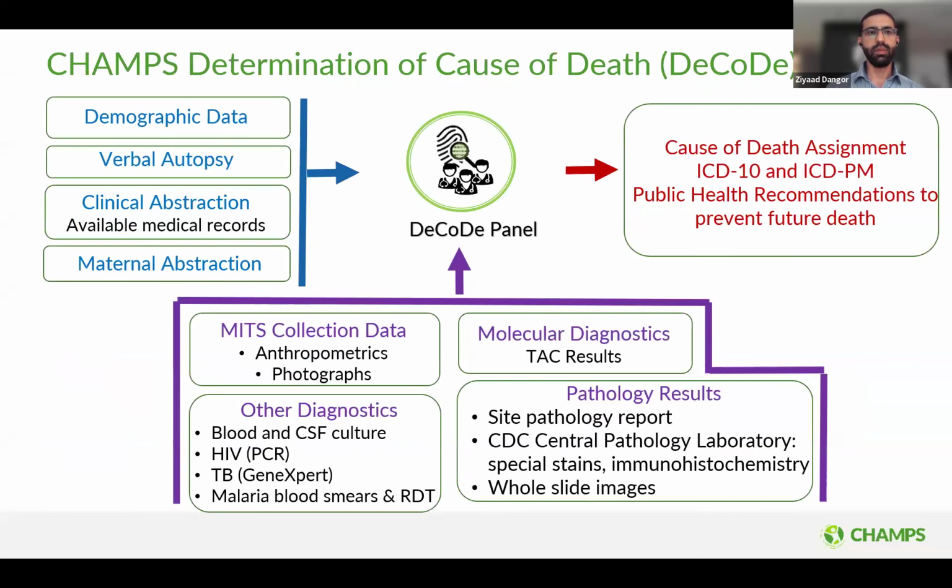Now, once the samples are taken, you have the clinical information, you have the verbal autopsy, the clinical notes, the maternal notes, you have a whole array of all these samples with their results. It then goes to what we call a determination of cause of death panel. So it's a group of individuals that sit together, ranging from clinicians to microbiologists to pathologists, obstetricians, as well as pediatricians and neonatologists, all trying to determine what the cause of death is and what the modifiable factors around that death are.